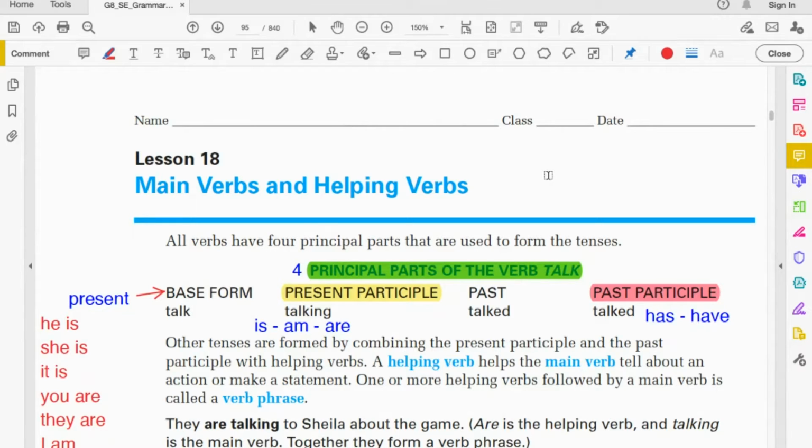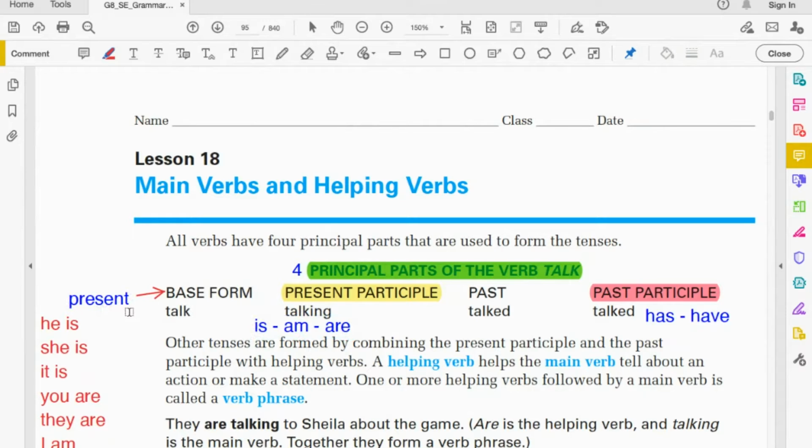Today and tomorrow, we're going to review main verbs and helping verbs. You may remember from last year that we discussed four principal parts of the verb. And that's what our discussion today and tomorrow is going to be about. I'd like for you to look at the chart that consists of two rows at the top of your page for lesson 18. Again, this refers to the principal parts of the verb.